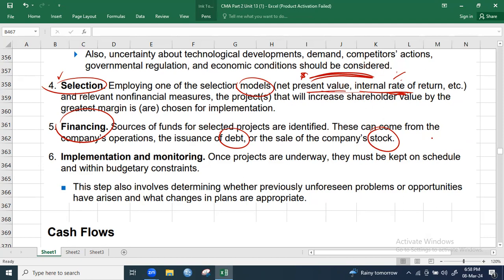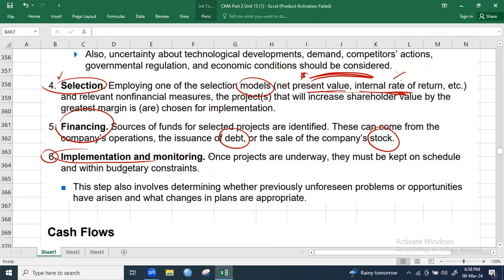And after that, once all these things are done, the last stage is called what? Implementation and monitoring. What does it mean? Once the project is underway, once you start investing, at that time you need to monitor also. You should monitor that whatever money you are spending is within the budget, right? And whatever activities you are performing are completing within the time frame.